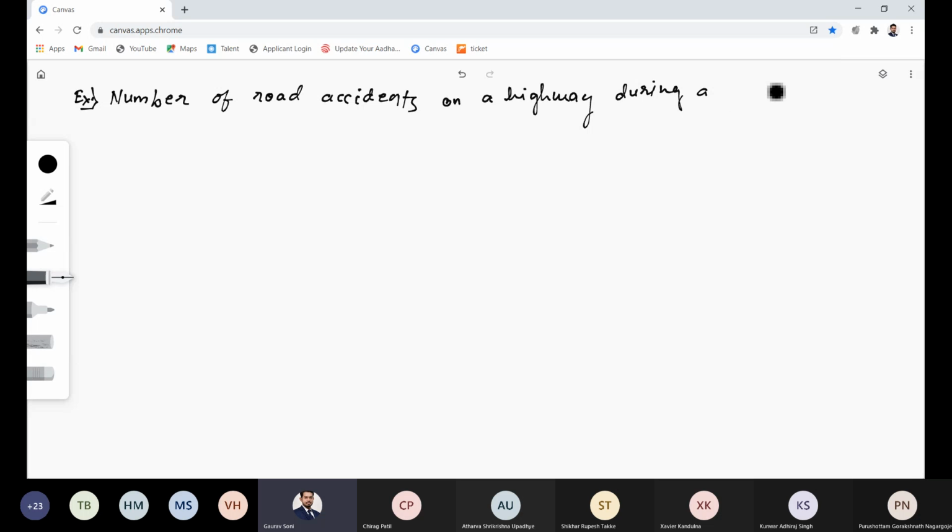Number of road accidents on a highway during a month follow Poisson distribution with mean 5.